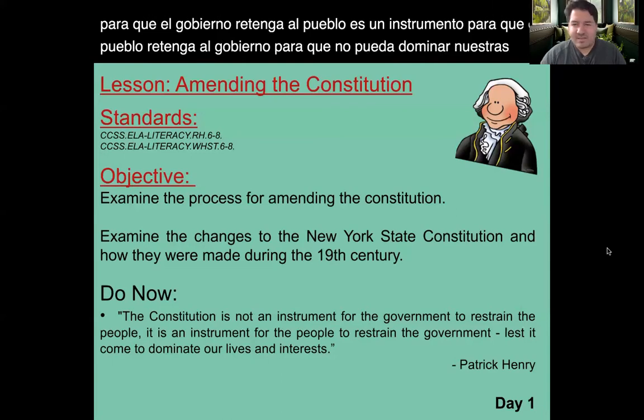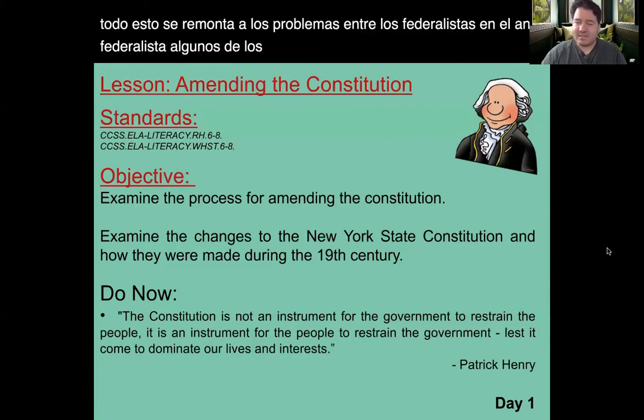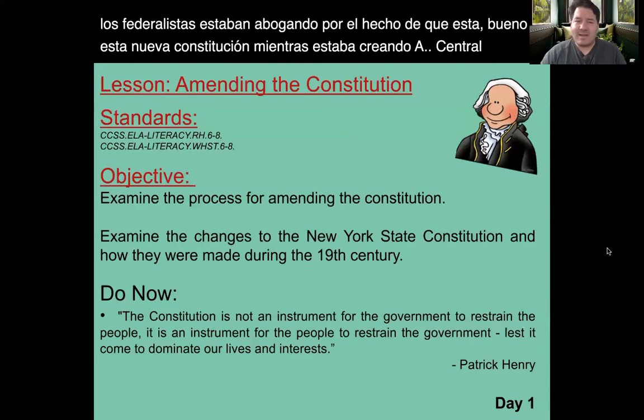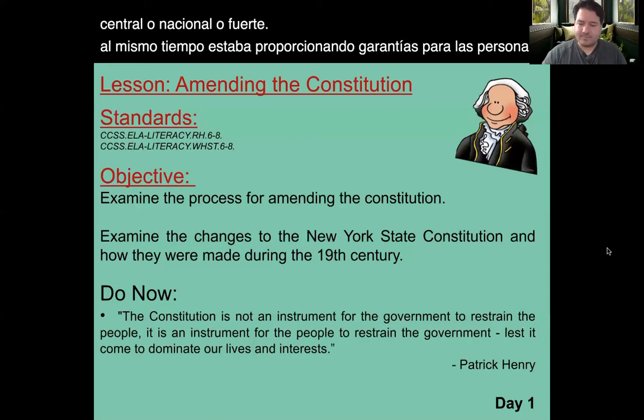This all goes back to the issues between the Federalists and the Anti-Federalists, some of which we'll be discussing today. That idea that the Federalists were advocating for the fact that this new Constitution, while it was creating a central or national or strong federal government, at the same time, it was providing guarantees for individuals and safeguards against the rise of a tyrannical leader.